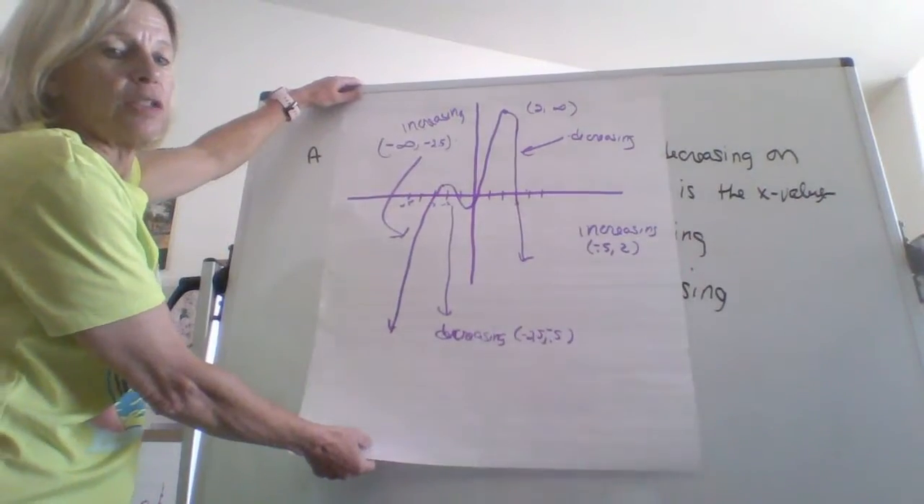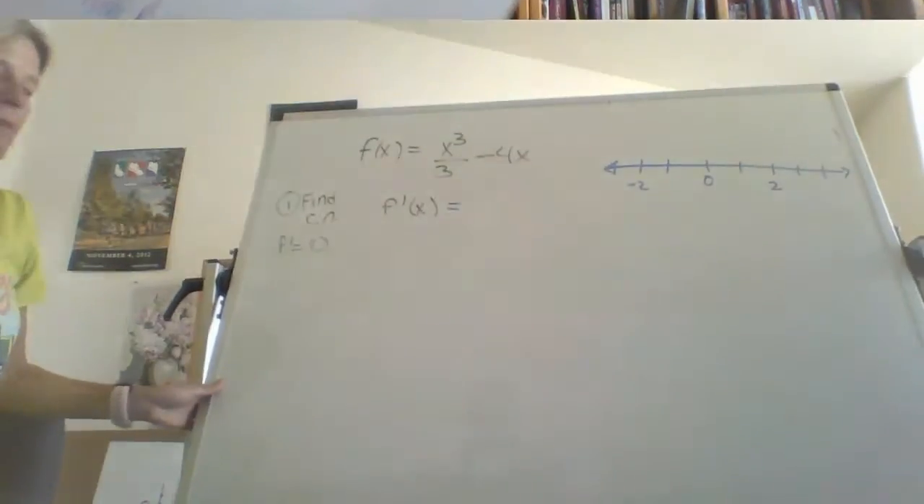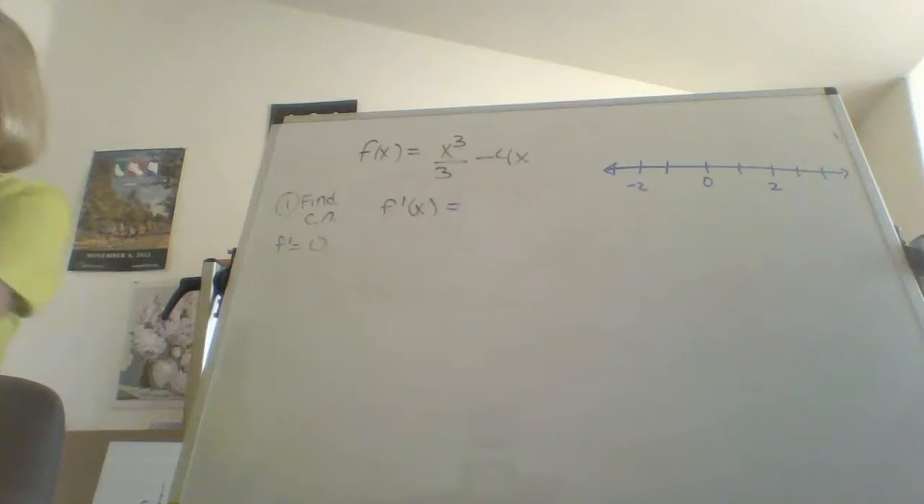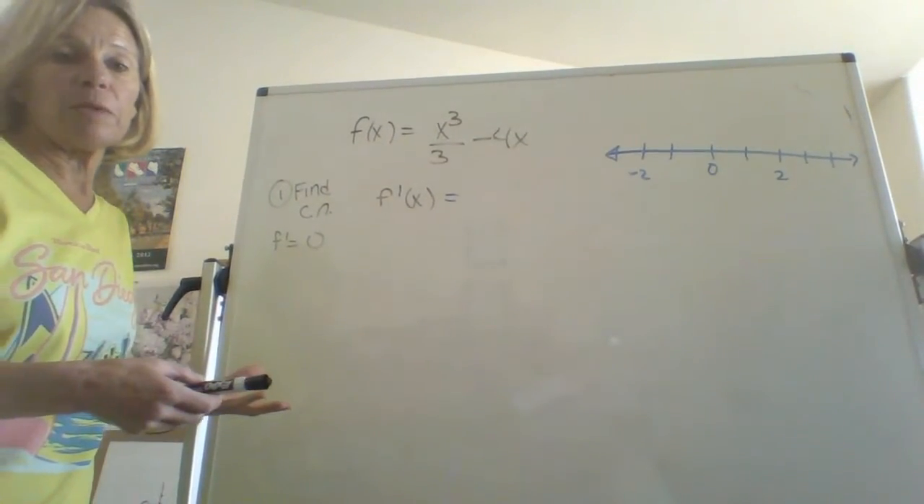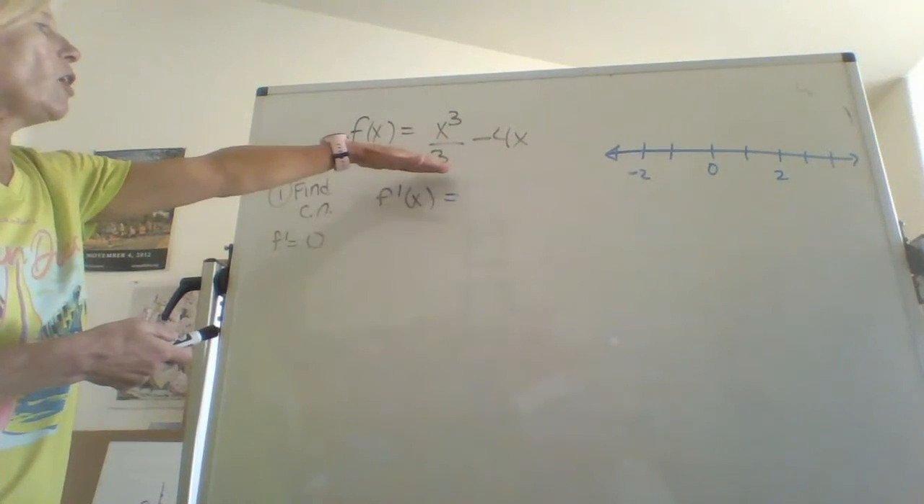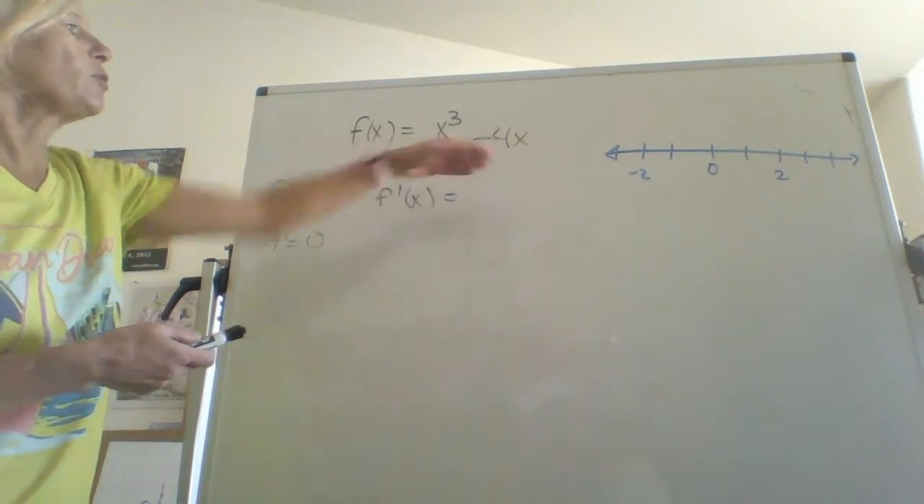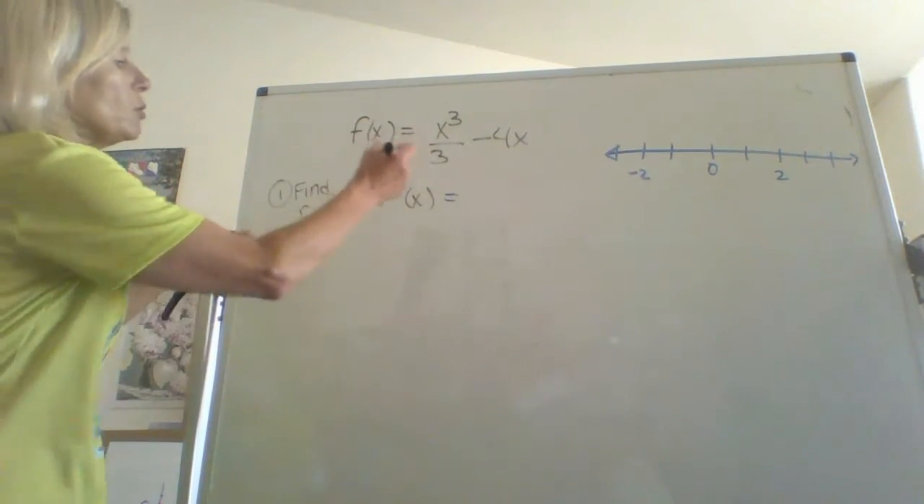Let's look at an algebraic example. So, our process is going to be to find the critical numbers and check what's happening in each interval. Our function is x cubed over 3 minus 4x. To find a critical number, I take the derivative.